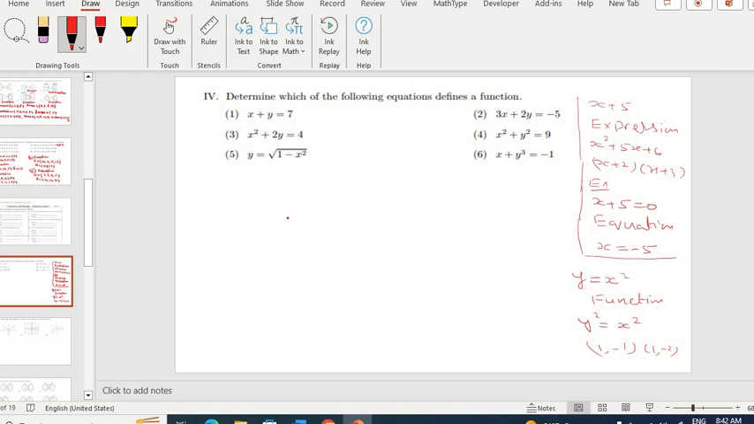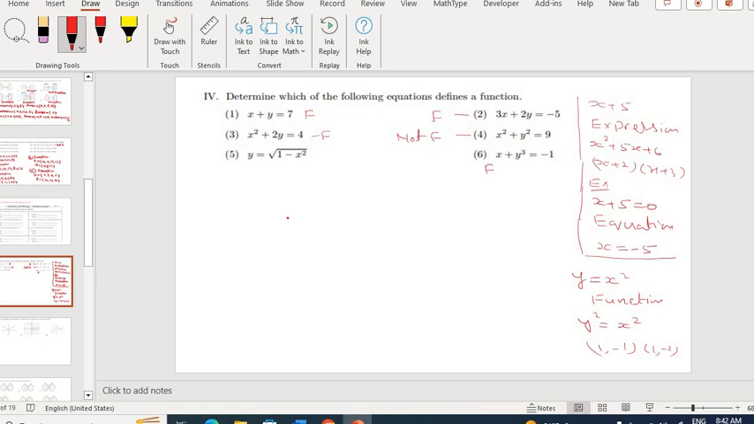So I'm going to check that one. Which of the following equations, so this is an equation, everything here is an equation, defines a function. Degree is 1, so this is a function. Degree is 1, so this is also a function. Degree is 1, so this is also a function. Degree is 2, so this is not a function. Degree is 3, so this is a function.